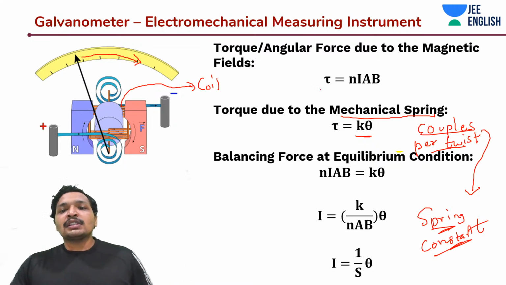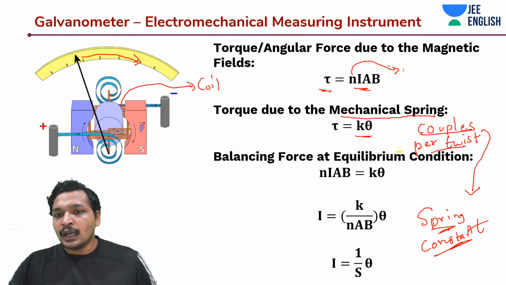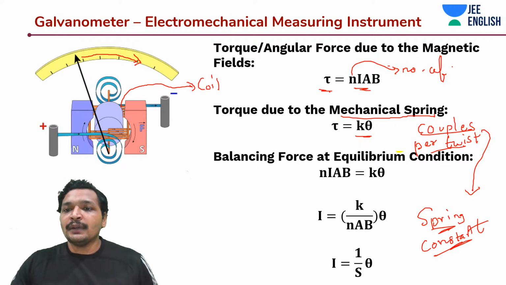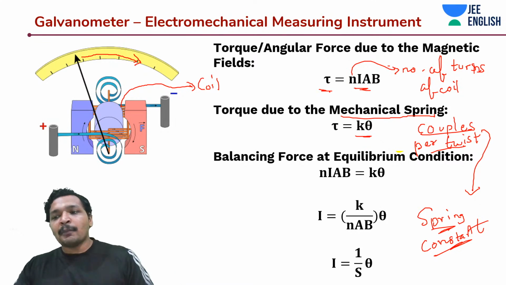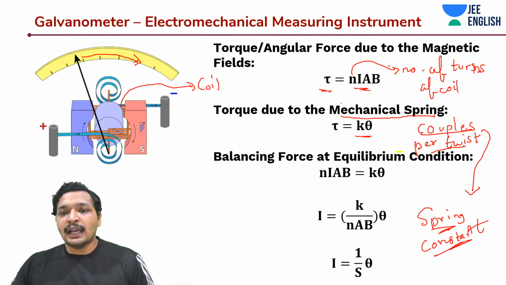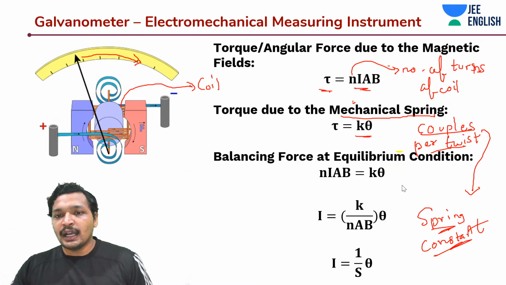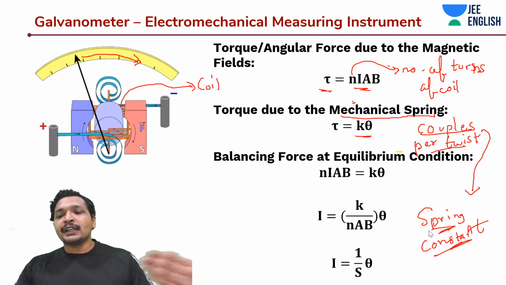And what is this tau? This tau is nothing but NIA into B. What is N? Number of turns of that coil. More turns means more torque for the same amount of current. And I means current, you know that very well. I is current. A is area, B is magnetic field. I hope the rest of them are fine. N is nothing but the number of turns of the coil.